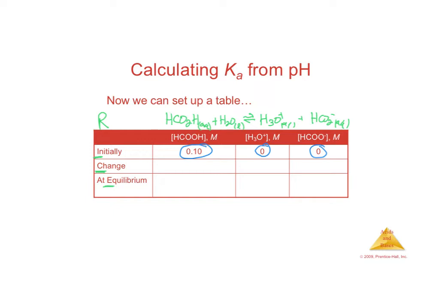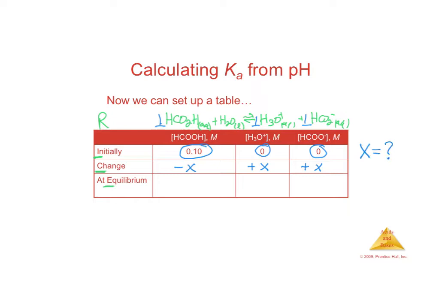And the magnitude of x depends on the coefficient in front of each species in the balanced reaction equation. In this case, all of our coefficients are 1. So formic acid will go down by 1x, and hydronium and formate will go up by plus x.